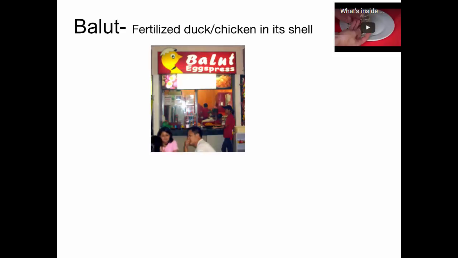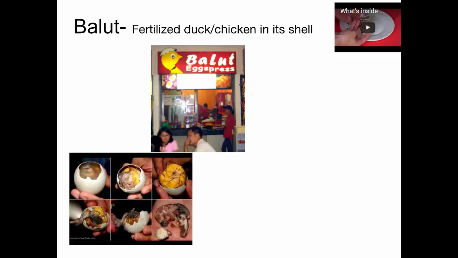You can buy fertilized eggs, chicken or duck eggs, and in some places they're commonly used as food. It's called balut, a fertilized duck or chicken egg still in its shell. You can get them at a store at the mall. You often eat it with vinegar or soy sauce: you break open the shell and there's the embryo in there, and you eat the embryo along with all of the insides of the egg.